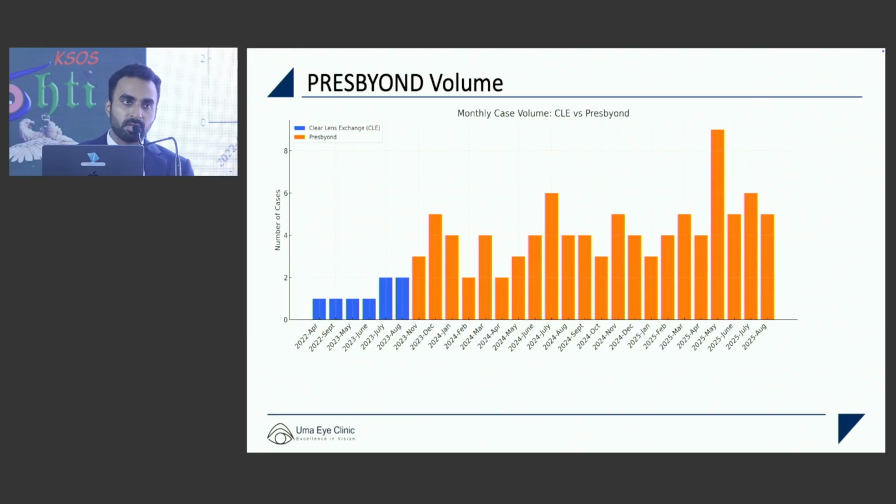So it started from 2 to 3 a month, 4 to 5, and then we're slowly coming up to double digits. So patients do want a solution for presbyopia, and they would like it to be a laser and not lens exchange. So this is what we've seen in our practice.